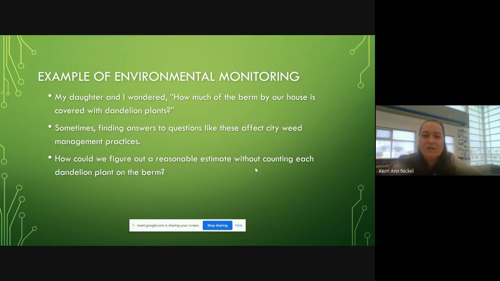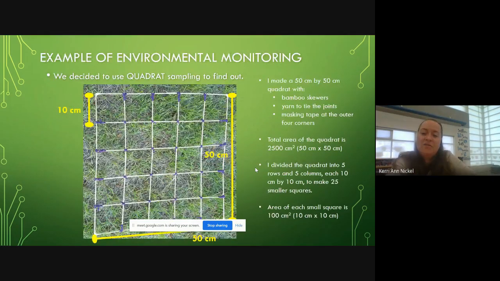So we really started the scientific process by coming up with a problem, something that we wanted to address. Then we decided, let's use quadrat sampling to find out how many dandelions we actually have on the berm. This quadrat is one that I made myself. I used bamboo skewers and yarn to tie the joints, and masking tape at the corners to create this 50 centimeter by 50 centimeter square. Then I broke it down into 5 rows and 5 columns so that each one was 10 centimeters by 10 centimeters. And that actually gives me an area.